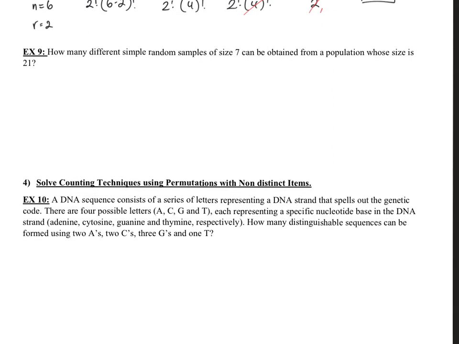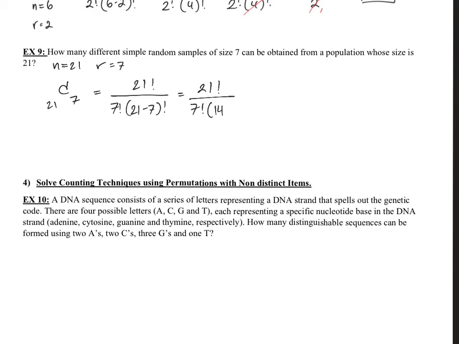Example 9. How many different simple random samples of size 7 can be obtained from a population whose size is 21? Well, we can go ahead and use combinations here. We have 21 as our n, and we're choosing 7. So 21 choose 7. In our formula, that's going to be 21 factorial all over 7 factorial times 21 minus 7 factorial. That'll be 21 factorial all over 7 factorial times 21 minus 7, which is 14 factorial.